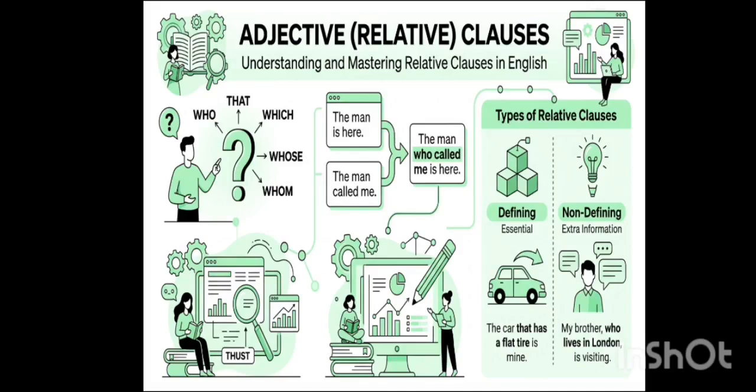I'm Zahra Heydari and today we're going to master a super powerful grammar tool that will instantly make your English sound more fluid and advanced. Adjective clauses, also widely known as relative clauses. Take a look at the graphics on this screen. Instead of saying two short, choppy sentences like "the man is here, the man called me," we can combine them seamlessly into one beautiful sentence. The man who called me is here.